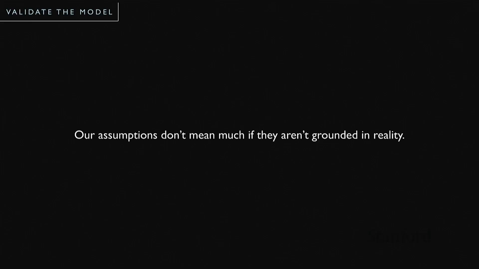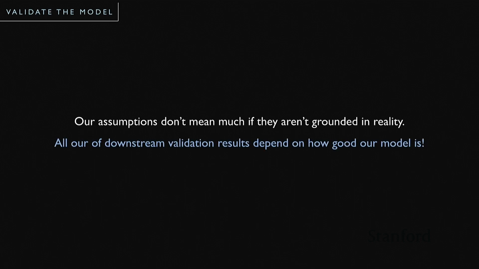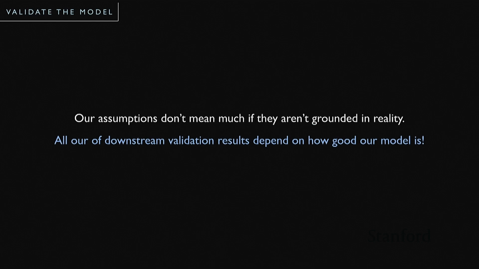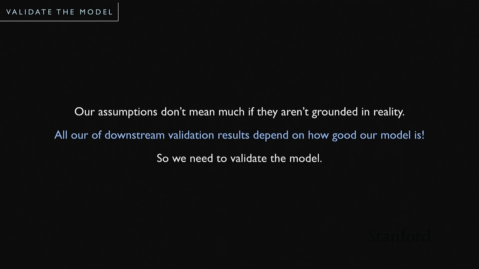A lot of times it leads to very useful models that we can use to predict things in the world, but we do need to be careful. If we just say, assume we have a can opener, that's probably not going to solve our problems. Our assumptions don't really mean much if they aren't grounded in reality. We're creating these models and we're going to use them to get all of our downstream validation results. So if our model is wrong, then all of our downstream validation results aren't really going to mean much. So it's important that we go one step further and validate that the model we just created actually matches what we were trying to model.